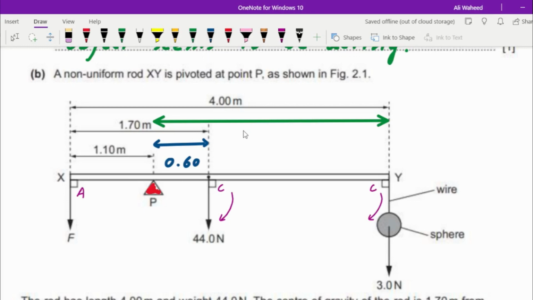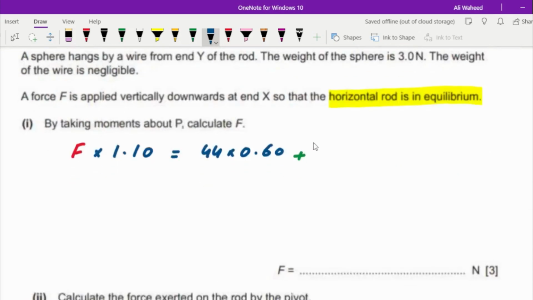So you have a total distance of 4, and you can subtract this much distance from 4. If you subtract this much distance, you'll be getting the distance represented by the green line. So how much is that? 4.00 minus 1.1. What do you get? You get 2.9. So the perpendicular distance between the force of 3 Newton and the pivot is 2.9.